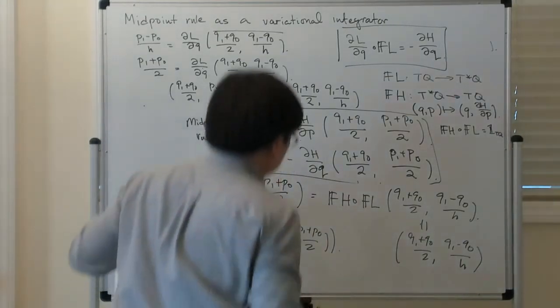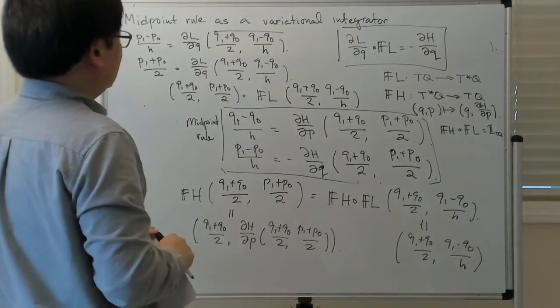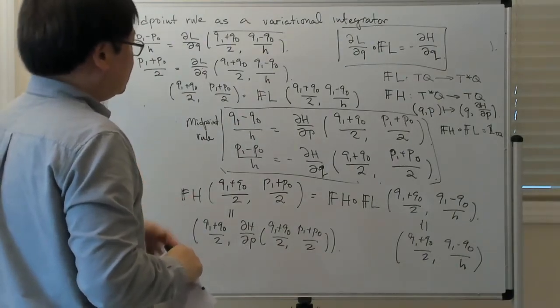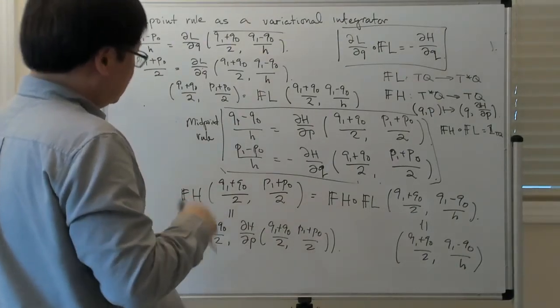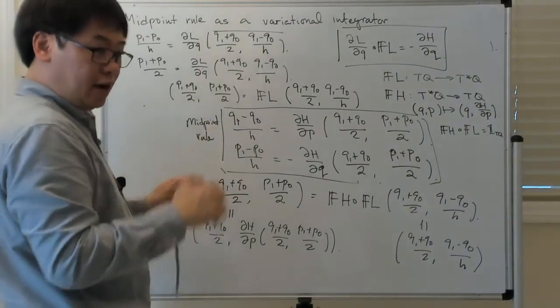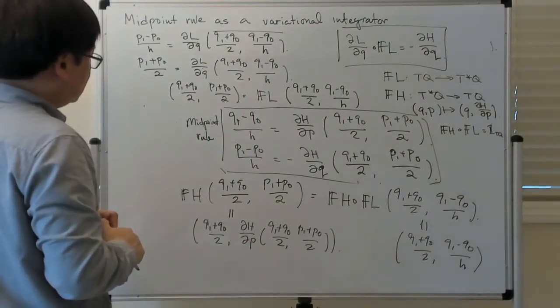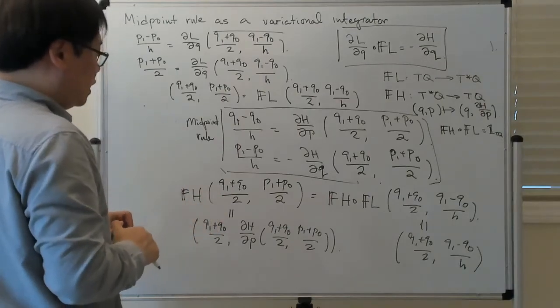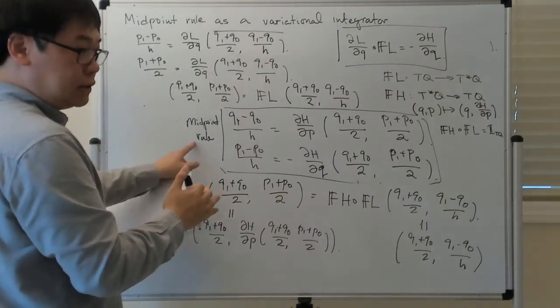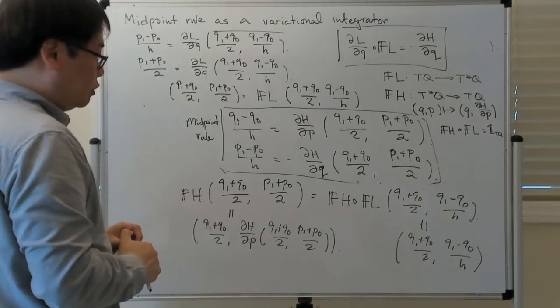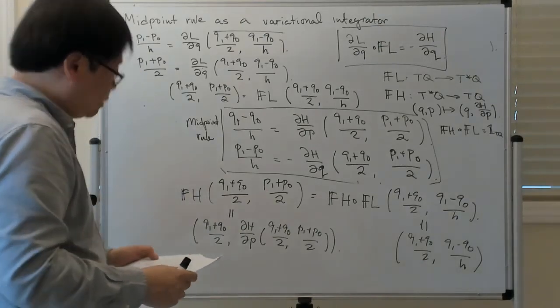Okay, so that shows again that this midpoint discrete Lagrangian, which corresponds to this alpha family of discrete Lagrangians, gives you a map which is equivalent to the usual midpoint rule method. Okay. So let me just stop here for now.